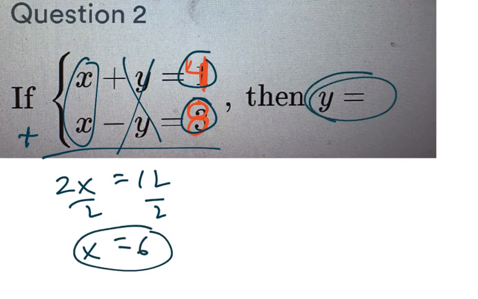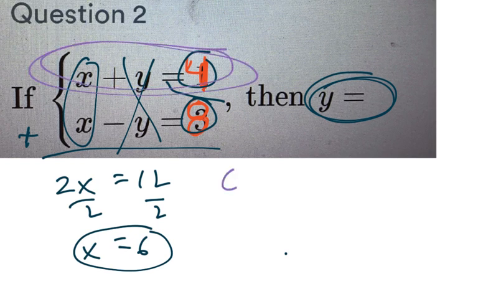Now notice they're asking for y. So what I have to do is take the 6 and plug it into one of these equations. Now I'm going to pick the first equation here. So I know that 6 plus y is supposed to equal 4 in my case. And when I minus 6, y is negative 2.